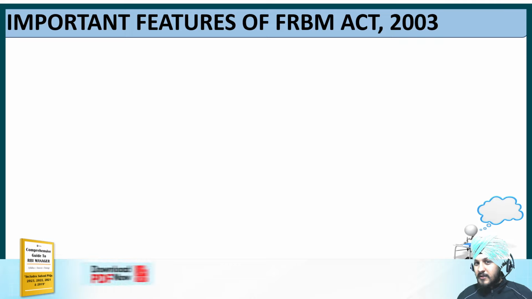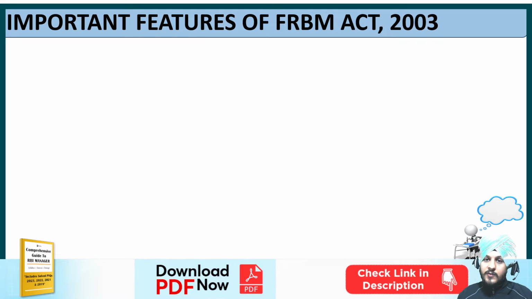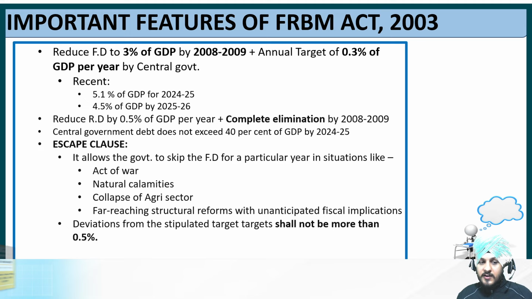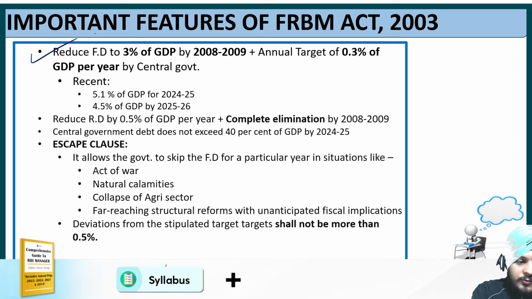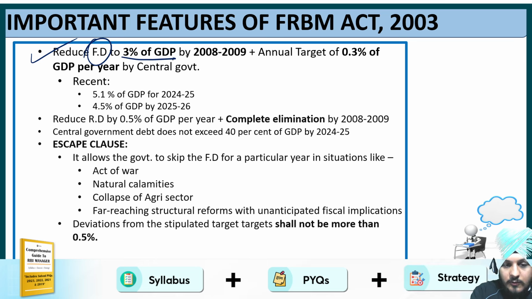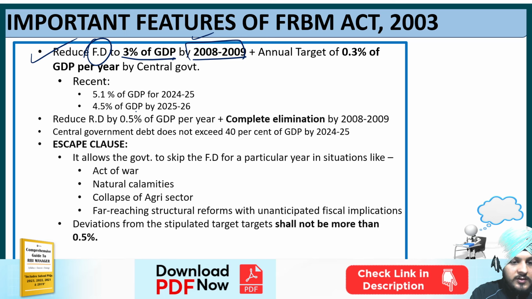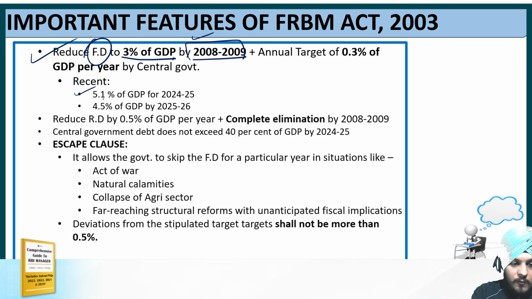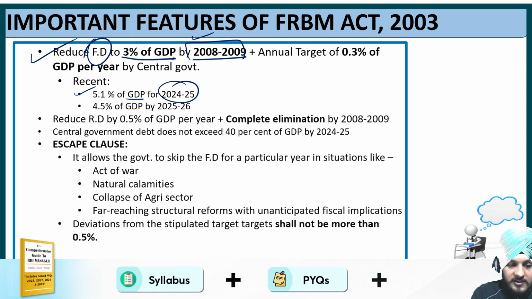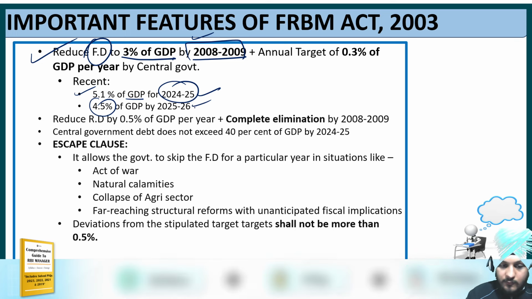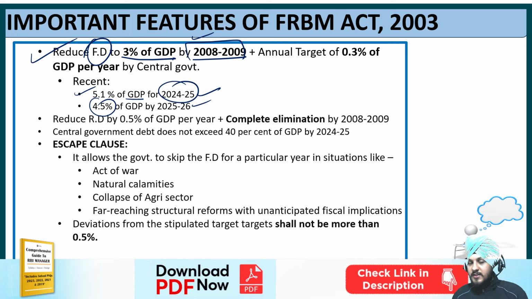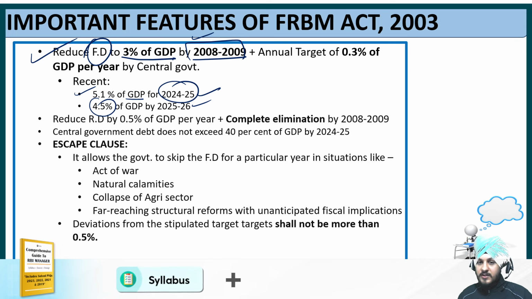Now let us see the different provisions or the important features of the FRBM Act 2003. So the first feature was to reduce fiscal deficit to 3% of GDP by 2008 to 2009. At that time, this year was mentioned, and later on, amendments were made to this act, and the targets were changed to 5.1% of GDP for the respective year, and 4.5% of GDP by 2025 to 2026. So these targets keep on changing with amendments as per the different circumstances and objectives of the economy.